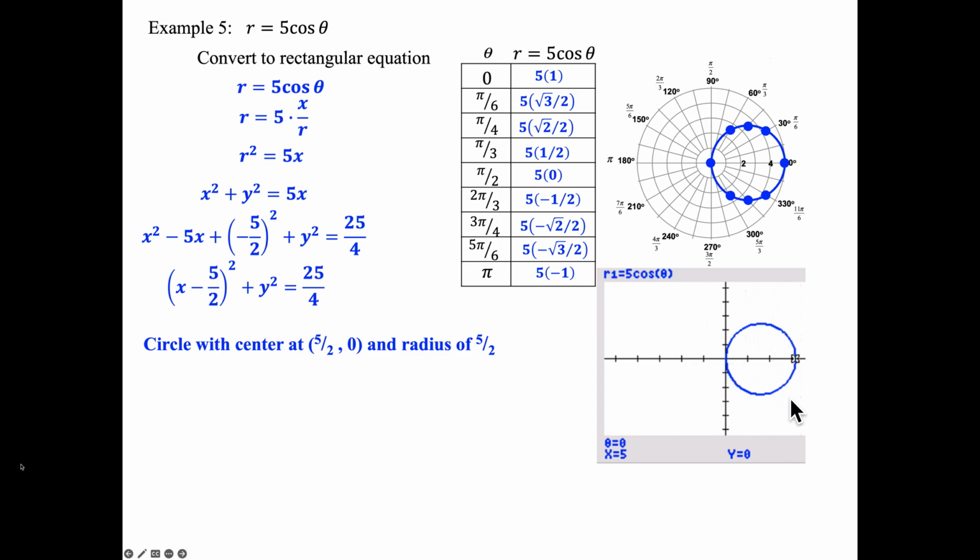So again, I graphed it and I make my curve. Again, make sure you hit zoom 7 and then square up your window.